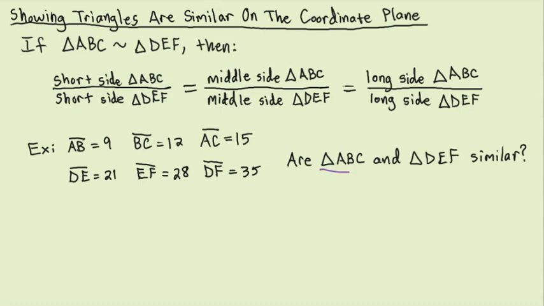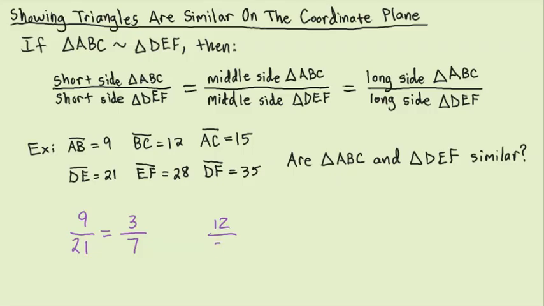So this says, are triangle ABC and triangle DEF similar? Well, there's an easy way to do this if we know the lengths of all the sides. All we have to do is divide the short side of ABC by the short side of DEF, which is going to be 9 divided by 21. So we'll do 9 over 21, and we can reduce this. 9 can be divided by 3, so that's 3, and 21 can be divided by 3, that's 7. Now we can do the middle side of ABC, 12, divided by the middle side of DEF.